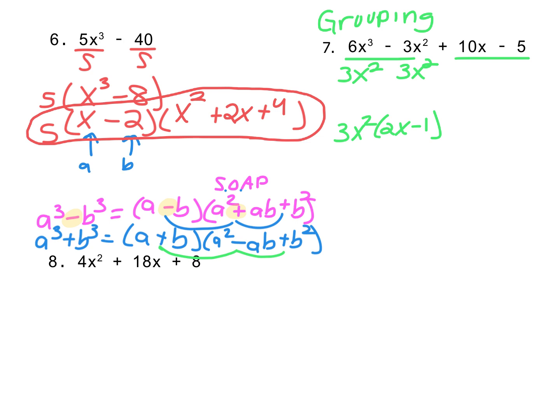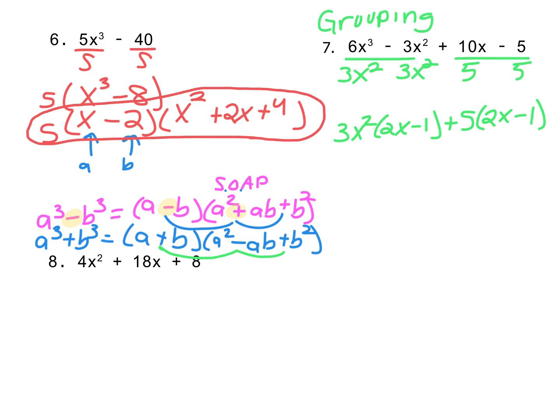The second group can both be divided by a 5. And I'm going to make it a positive. If I don't get the same exact numbers in the parentheses, I'll change it to a -5 and see if that works. 10x divided by 5 leaves me with a 2x. -5 divided by 5 leaves me with a -1.